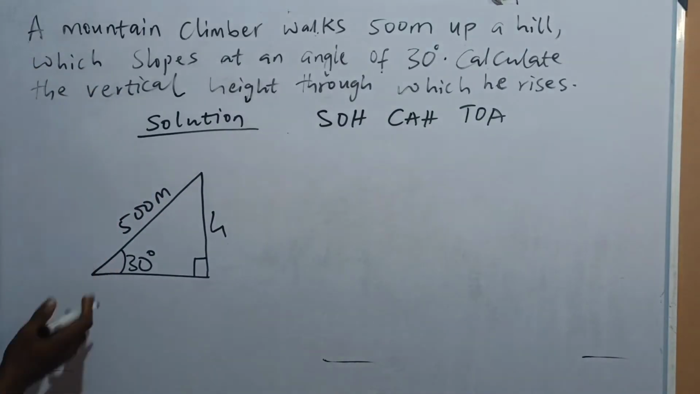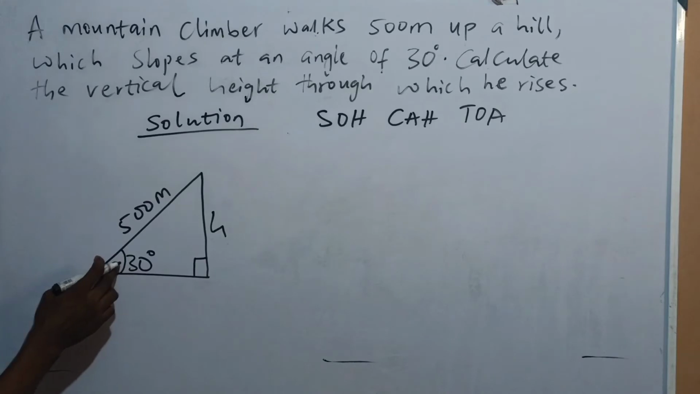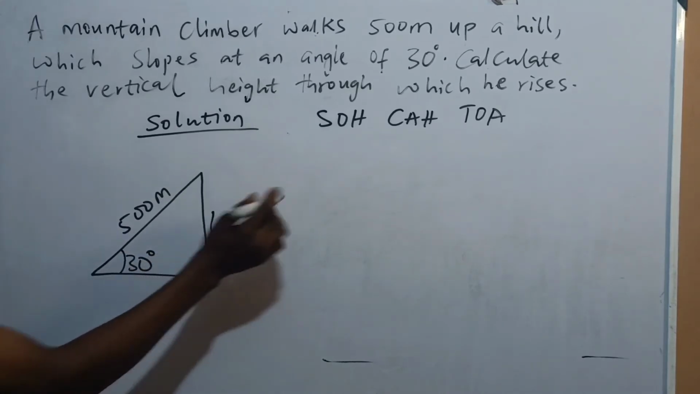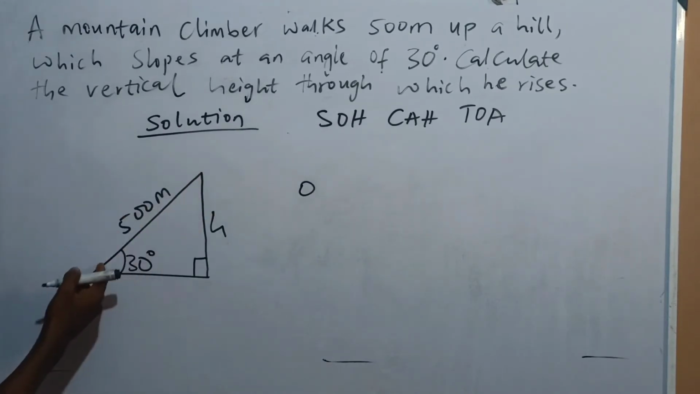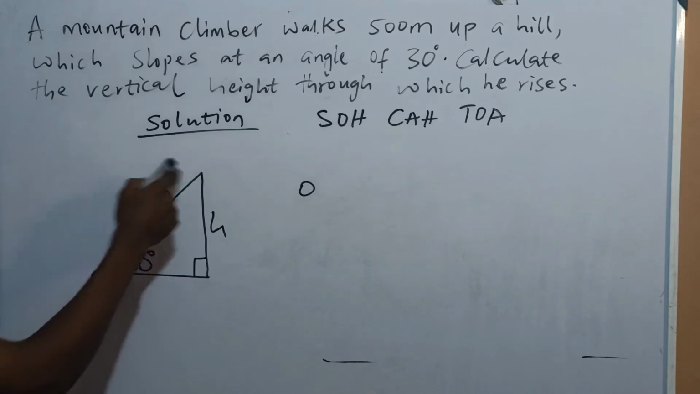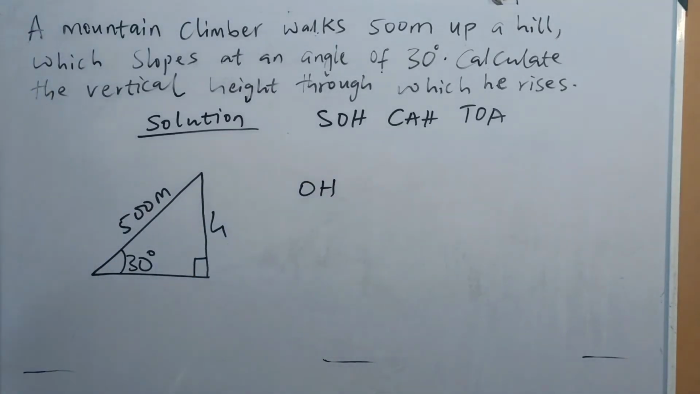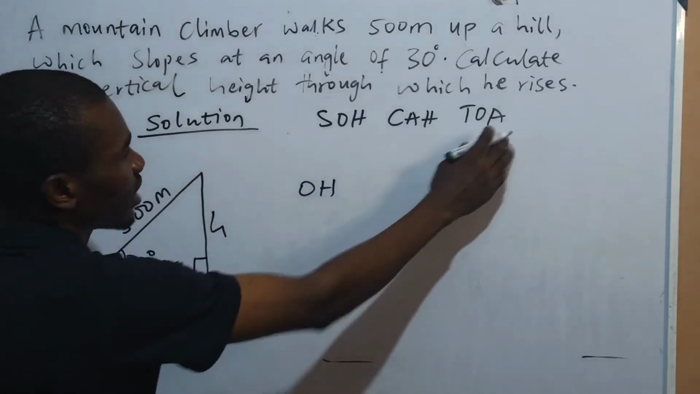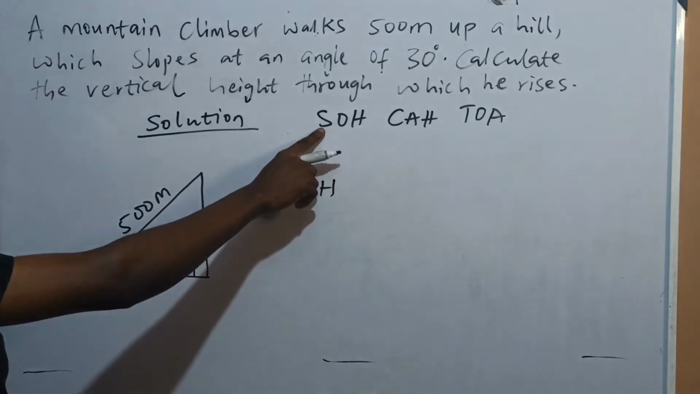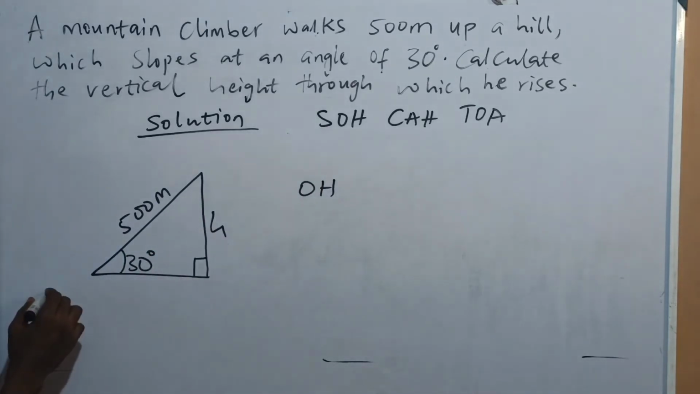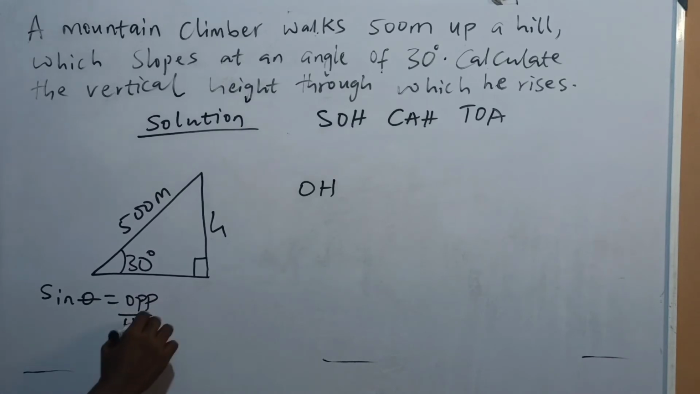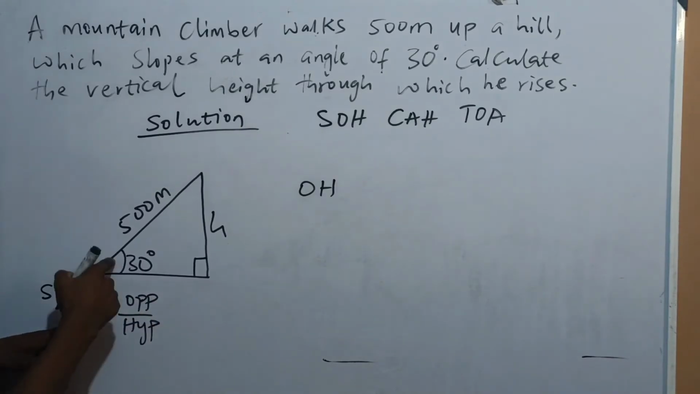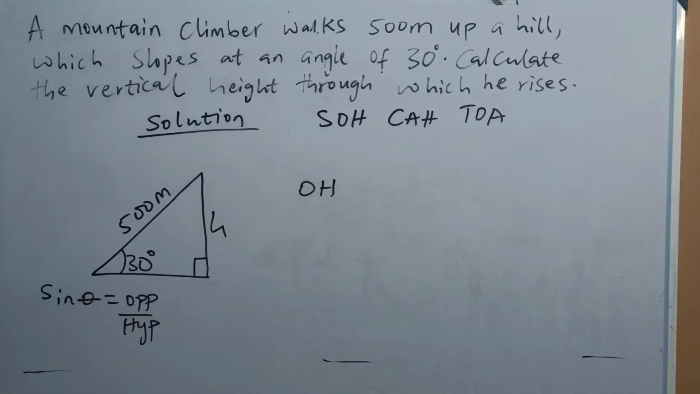Looking here, obviously we can see that this given angle is facing opposite to h. So automatically we need opposite. Then also, the other side that was given is the hypotenuse, which is 500 meters. So we also need hypotenuse. And the trigonometric ratio that has opposite and hypotenuse is S, which is sine. Hence, we use sine theta. Sine theta is opposite over hypotenuse. But this theta is now the angle in question, which is 30 degrees. Hence, we now have sine 30 degrees.